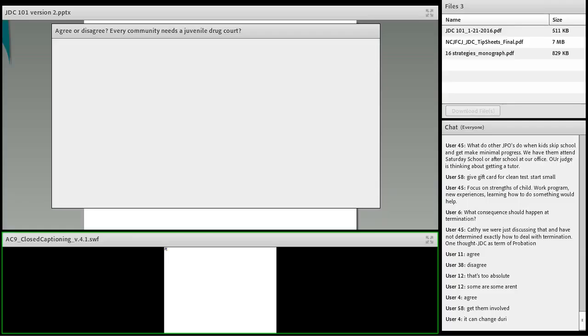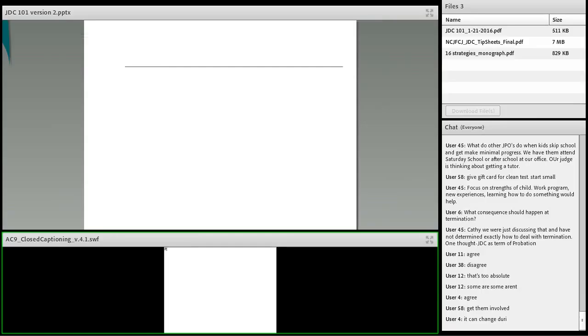All right, and we're split pretty evenly between agree and disagree, a few more disagree, and don't feel like every community needs to have a juvenile drug court. The thing to think about here is, do you have enough kids that need this kind of level of service? There's always a question of access for kids.